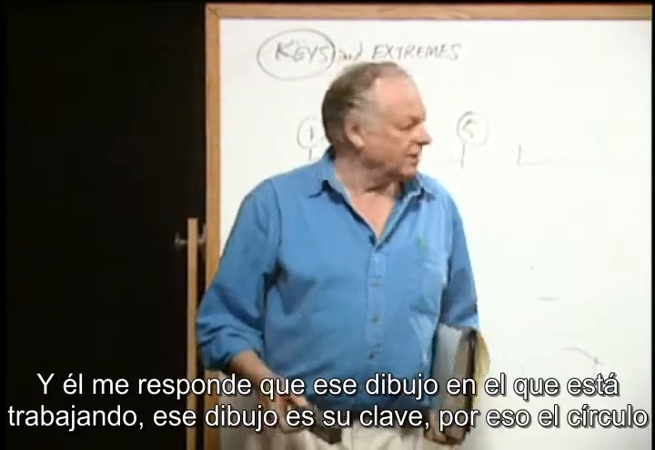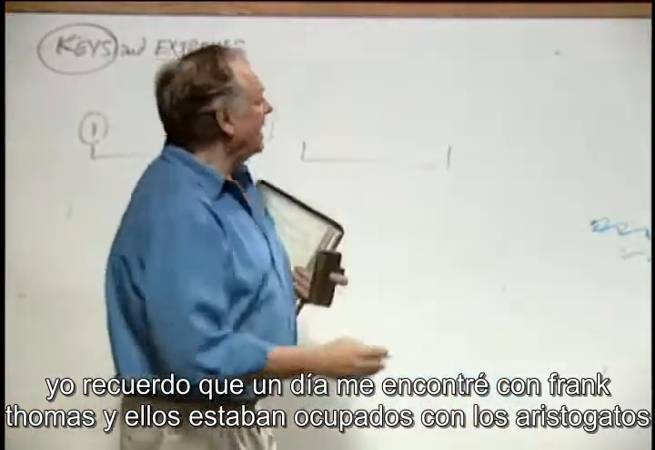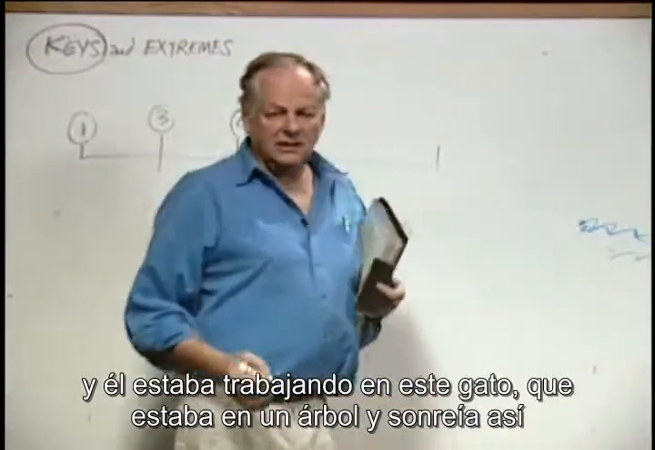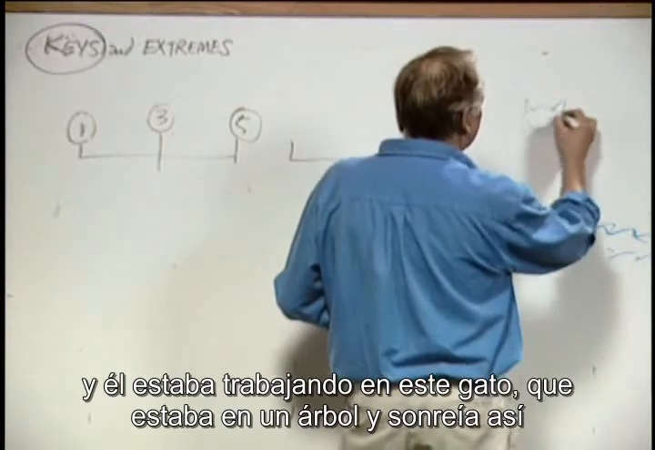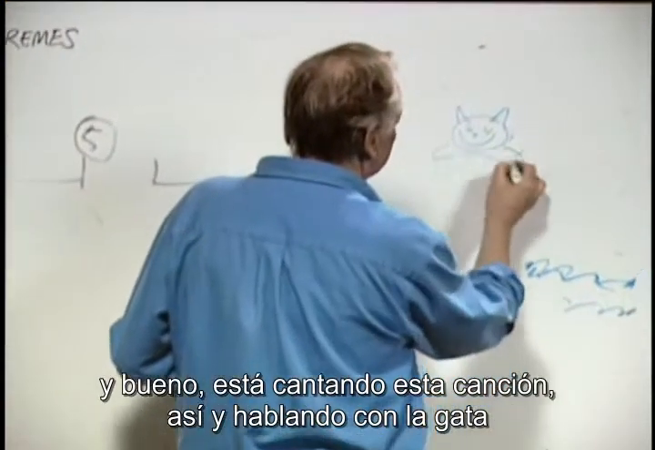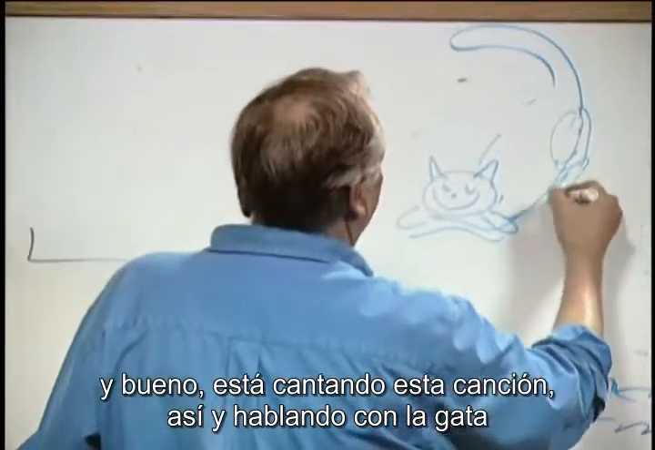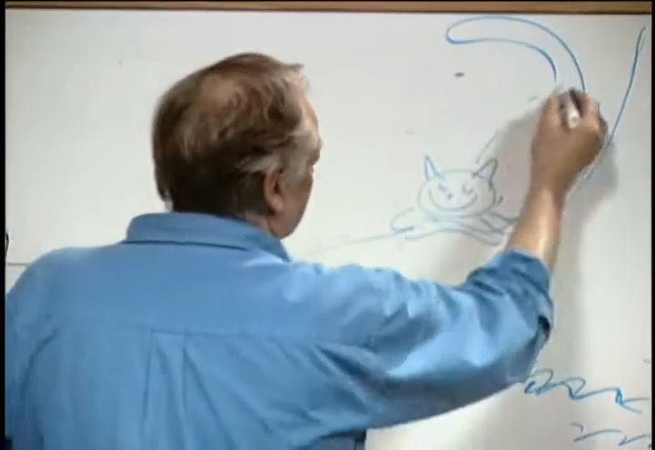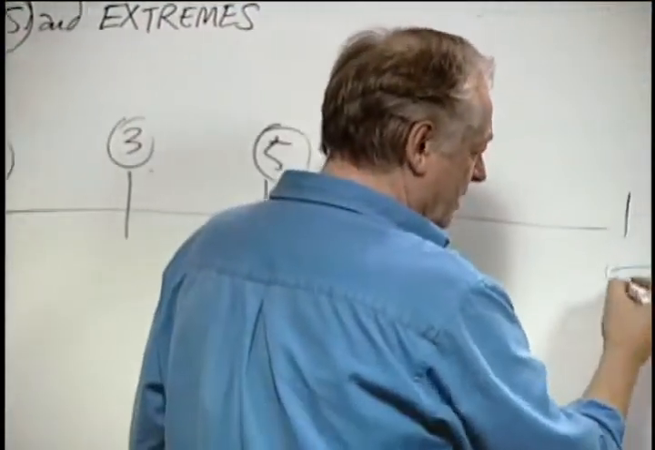That's the important drawing. I remember I went into Frank Thomas one day, and they were working on the Aristocats. And he's drawing this cat up a tree, smiling, chatting up the lady, sort of like this, I don't know, like this, up in a tree. And he's singing this song, and he's chatting up the lady cat down here.